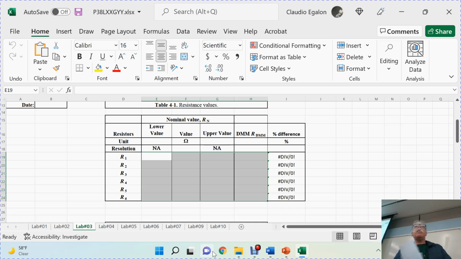Group 4, make sure you have 4 resistors there. Group 5, group 6, and group 7. Group 7?